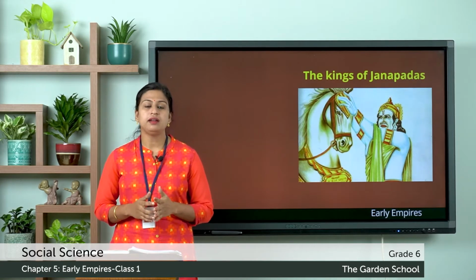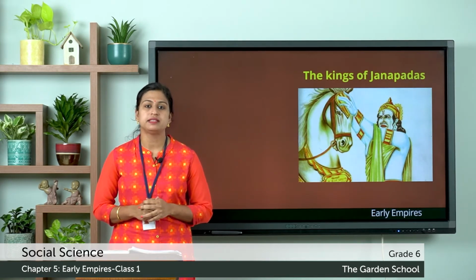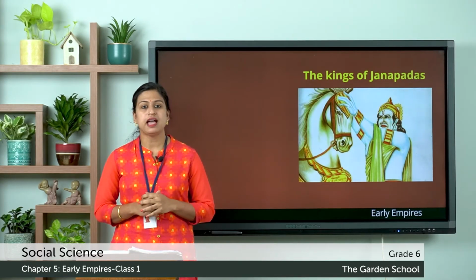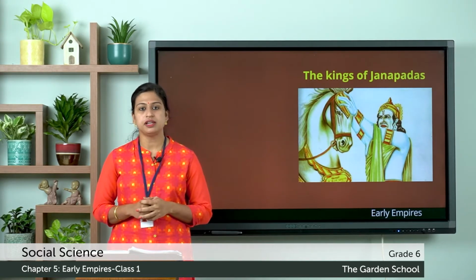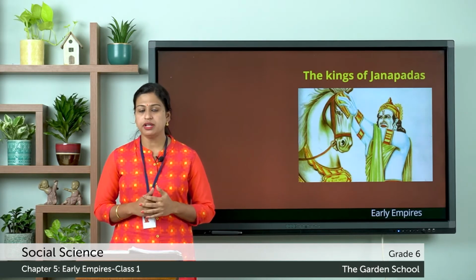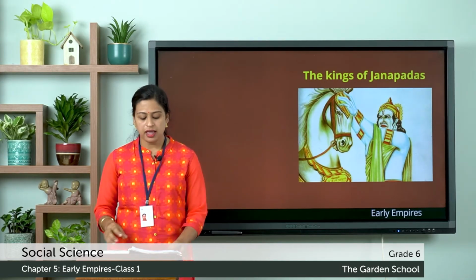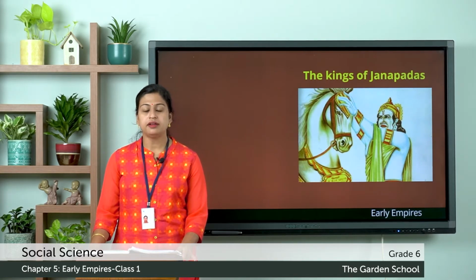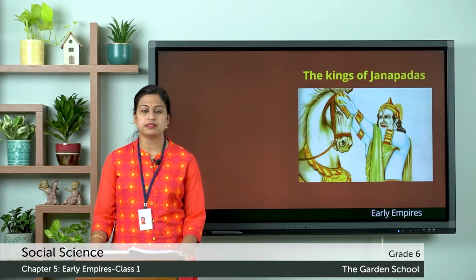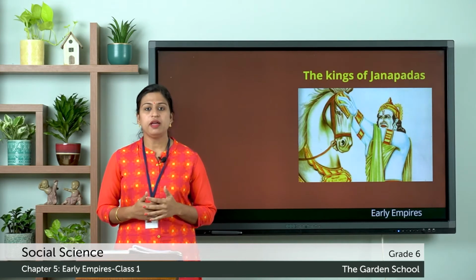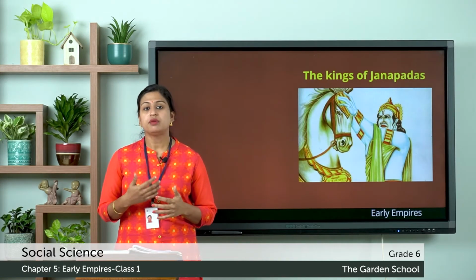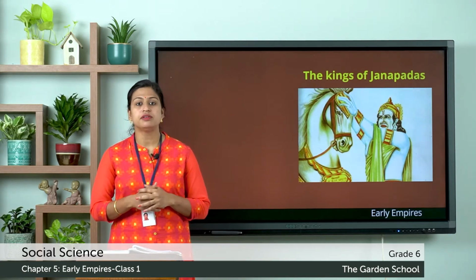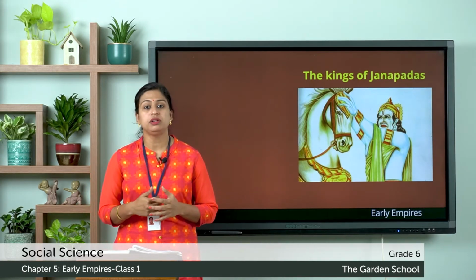So let's understand what the term Janapada means. Here Jana means people and Pada means foot. That means the foothold of the Janas, that is, the territory where the Janas settled. And here territory is an area or land that comes under the control of a single person, like the king. So there were several Janapadas which were named after the tribe and also after the Jana, that is, the people who lived there.